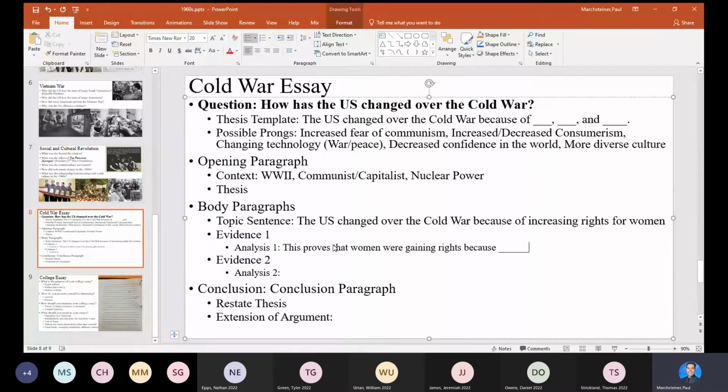Well, you'd say, hey, this proves that women were gaining rights because as part of the sexual revolution, women gained more cultural freedom, women gained better access to divorce, which helped with their quality of life. It gave them more freedom in their marriages. Something like that is an explanation. It's not just saying, here's the stuff Mr. Marchiner said. That doesn't show me any critical thinking. The analysis is where you jump in and prove to me you guys can create a cohesive argument.